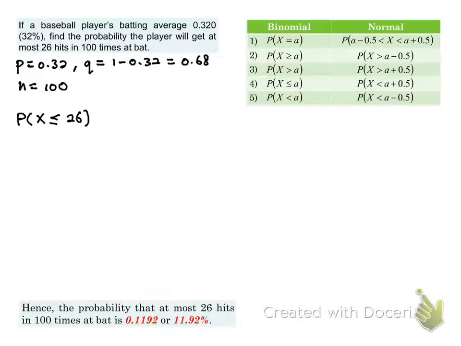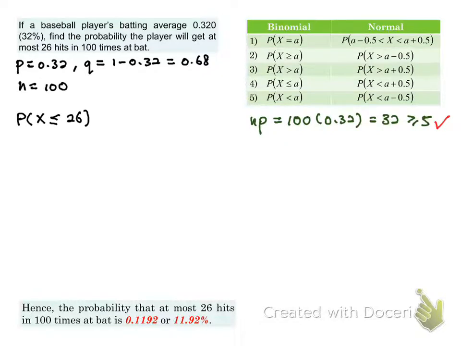Now we have to check whether we can use that or not. There's no space for me for this part already, so I will write on another side. So now we check. Our NP is 100 times what? Our P is 0.32, am I right? So this one is 32. Is it bigger than or equal to 5? Yes, so we fulfill the first condition.